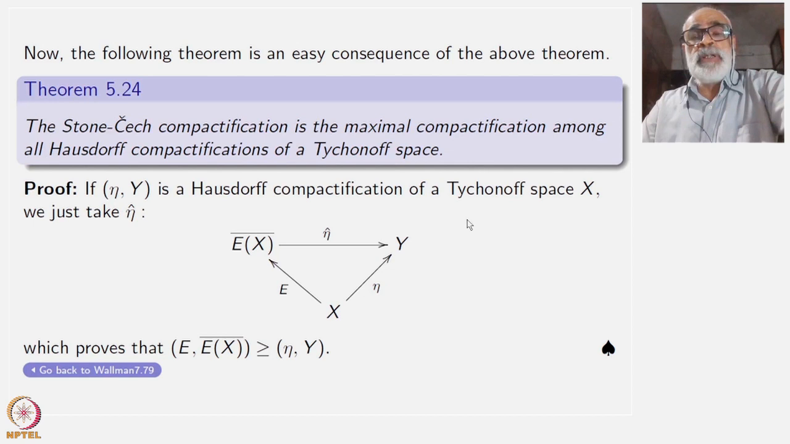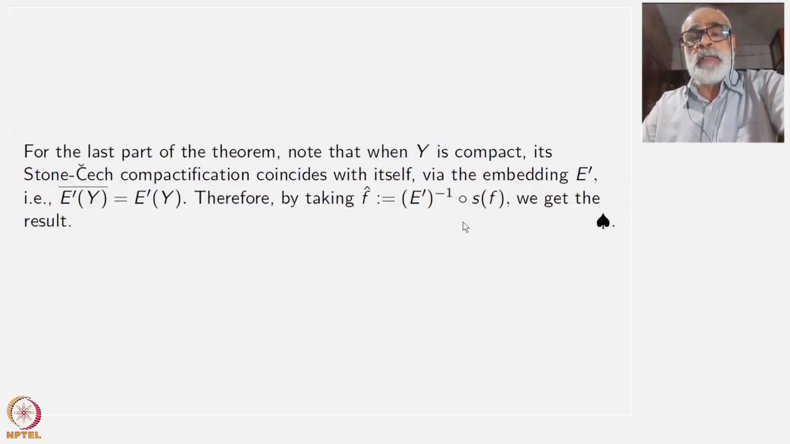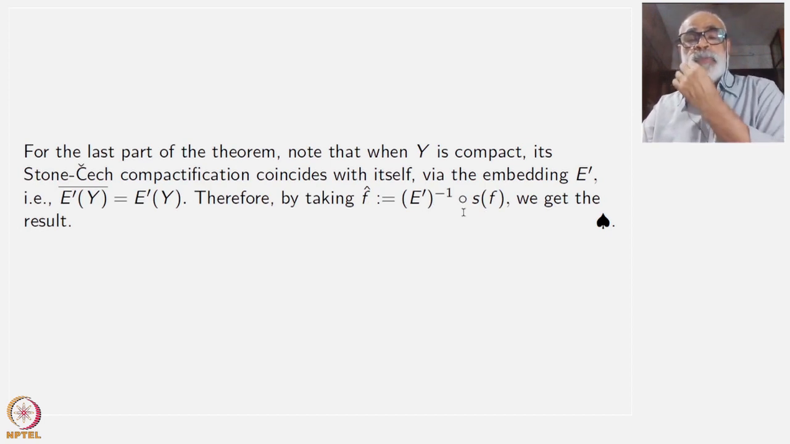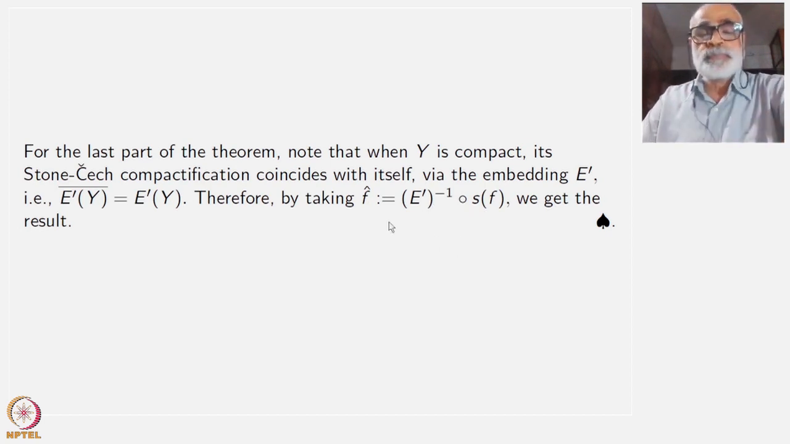So this is obtained very easily. All that you have to say is F hat is E prime inverse of SF, or if you don't want to do all that, you think of E prime as the identity map there. So the inclusion map, that's all.